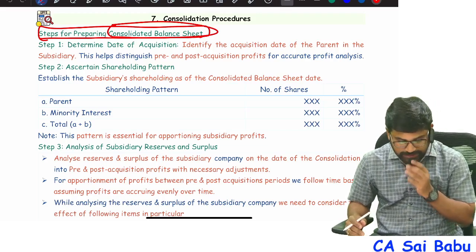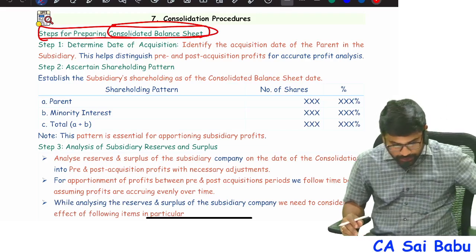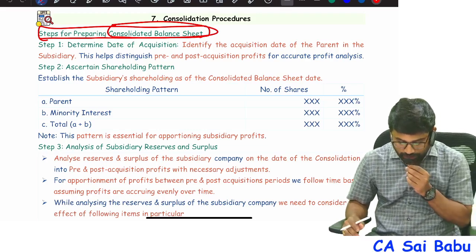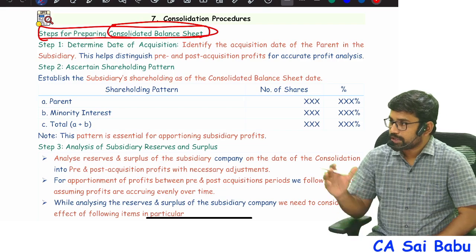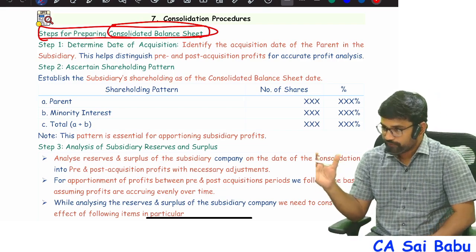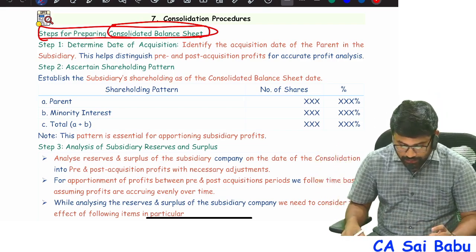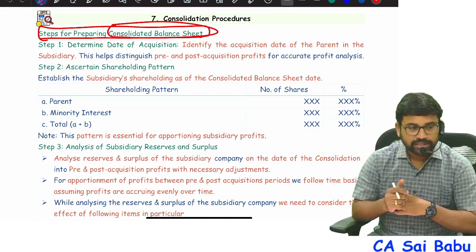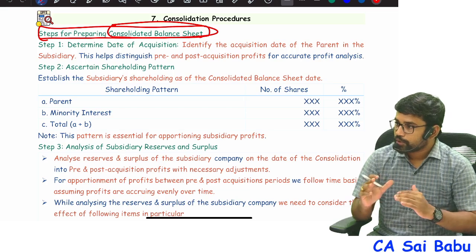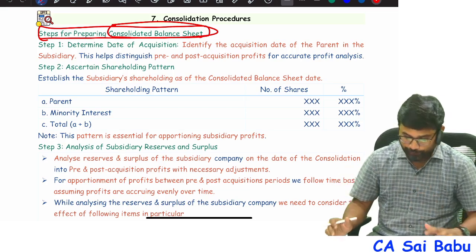Okay, let us continue our discussion, sir. We have started the consolidation procedure. Consolidation of balance sheet we have started. In consolidation of balance sheet, there are, I told you, 9 steps involved.